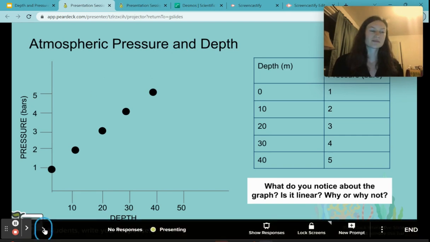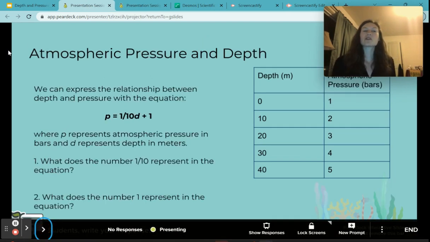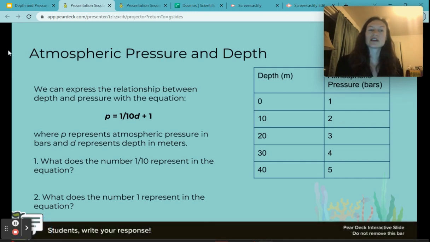Awesome. Well done. Okay, so we can express this relationship between depth and pressure as a function, and we use this equation: P = (1/10)d + 1, where P represents atmospheric pressure in bars and d represents the depth in meters. So let's take a look at these two questions. Number 1, what does the number 1/10 represent in this equation? And number 2, what does the number 1 represent in this equation? Go ahead and take a moment to think about that and write your answer in the text box.